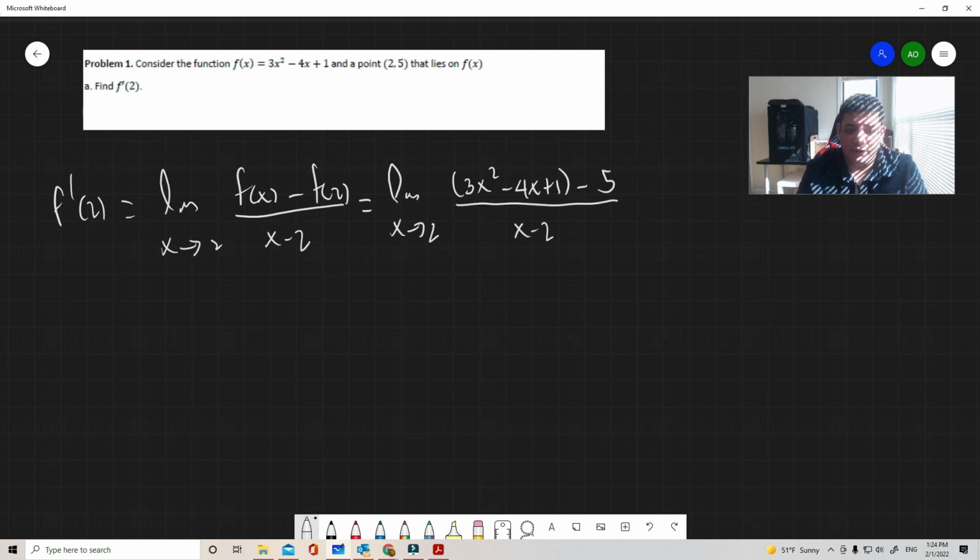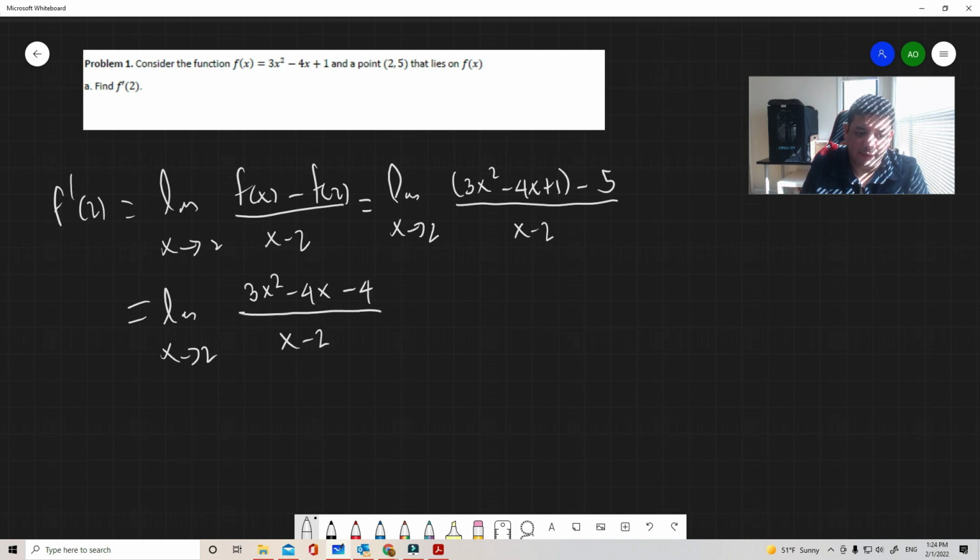Since this is going to go to 0 on top and 0 on the bottom, we need to factor out and eliminate the x minus 2 from the bottom. Subtracting on the top becomes 3x squared minus 4x minus 4 over x minus 2. And now I need to factor the polynomial on the top. This polynomial can be factored as x minus 2 times 3x plus 2.